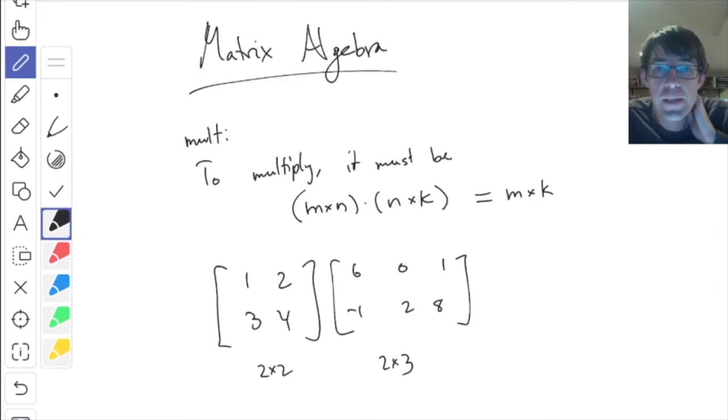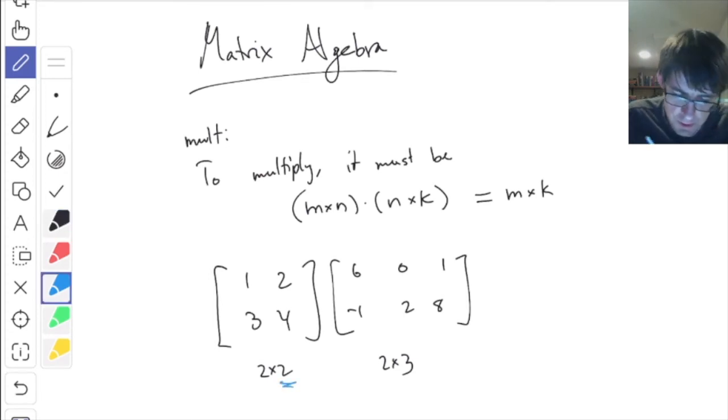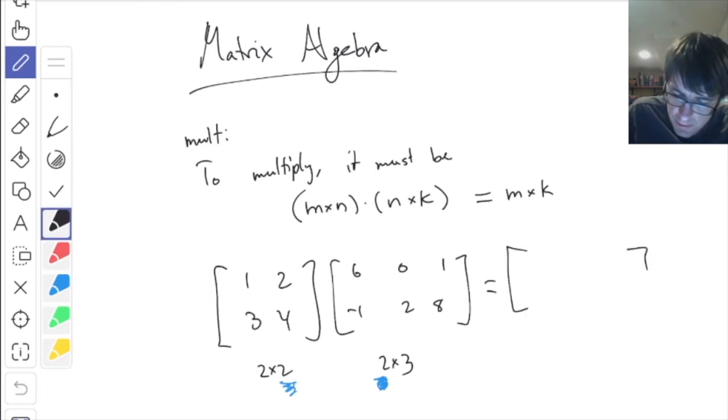Okay, first of all, is it even legal to multiply these together? The answer is yes, because this 2 matches with this 2, right? Those two numbers need to be the same. Those two numbers have to be the same. They are, so it is legal to multiply them, and the size of the answer will be 2 by 3, these two outer numbers. So the answer here will be another 2 by 3.